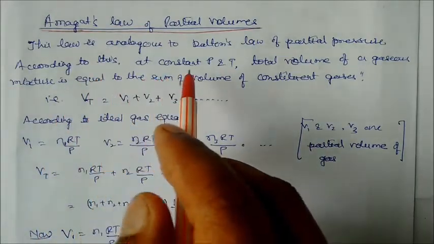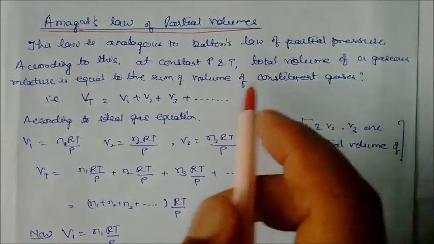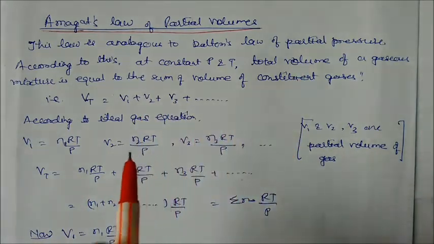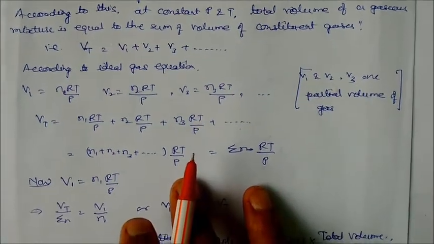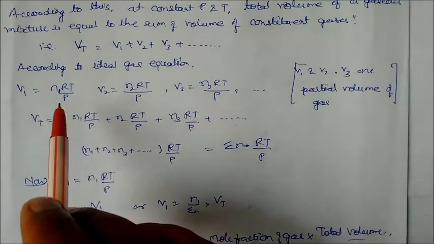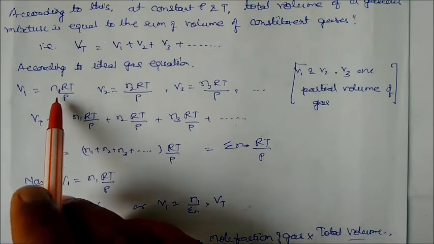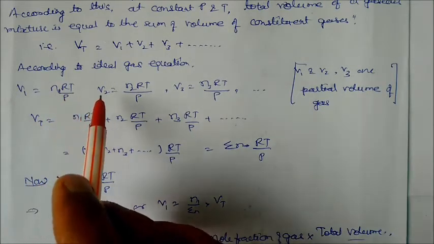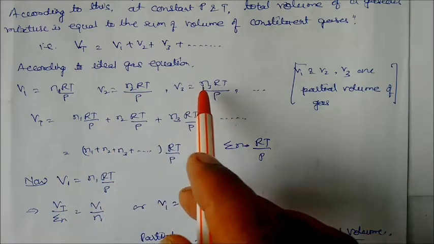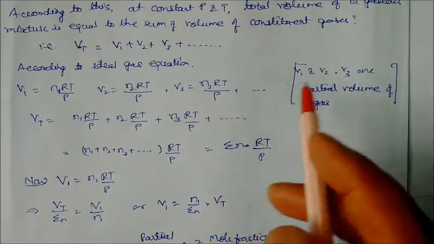So according to this, at constant pressure and temperature, the total volume of the gas mixture is equal to the sum of the volumes of the constituent gases. So this is the sum of the volumes of gases, V1 plus V2 plus V3 and so on up to N. As with Dalton's law of partial pressure, according to the ideal gas equation, there are many volumes occupied by the gases, V1, V2, V3 up to N. So V1 is N1 RT by P because temperature is constant. The volume occupied by the second gas, V2, is N2 RT by P, V3 will be N3 RT by P. V1, V2, V3 are the different partial volumes of the gases, in which temperature and pressure are constant.